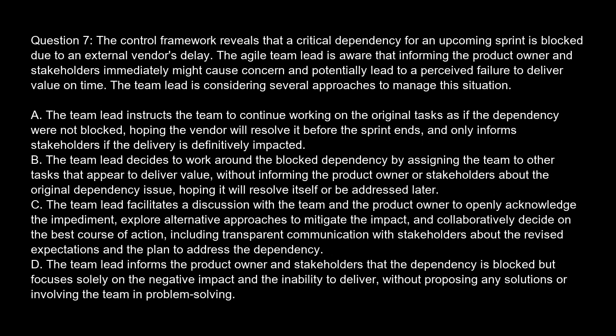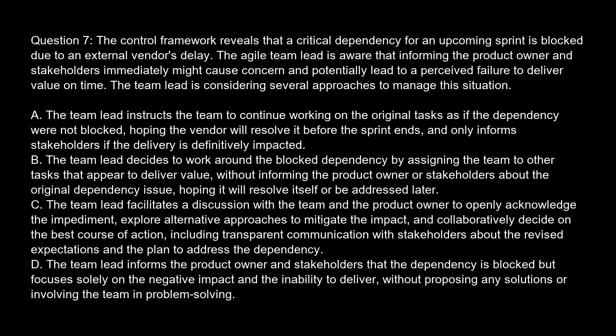Option B. The team lead decides to work around the blocked dependency by assigning the team to other tasks that appear to deliver value, without informing the product owner or stakeholders about the original dependency issue, hoping it will resolve itself or be addressed later.